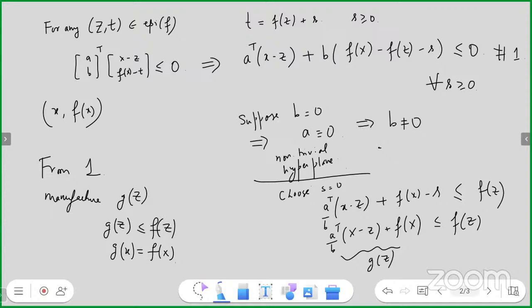I know that g of z is less than or equal to f of z for all z. But z equal to x, what is happening? Z equal to x, so it becomes equal. I'm producing to you a particular g, which has this property, is affine, and at x actually ends up achieving.